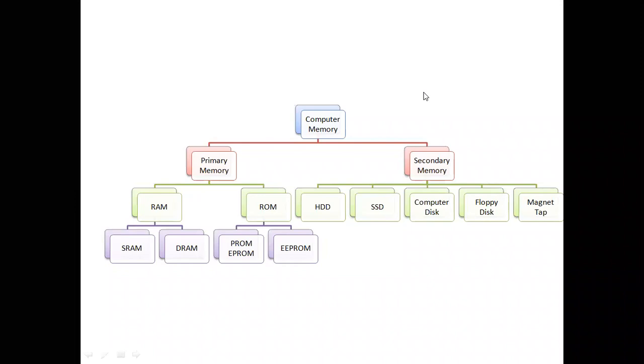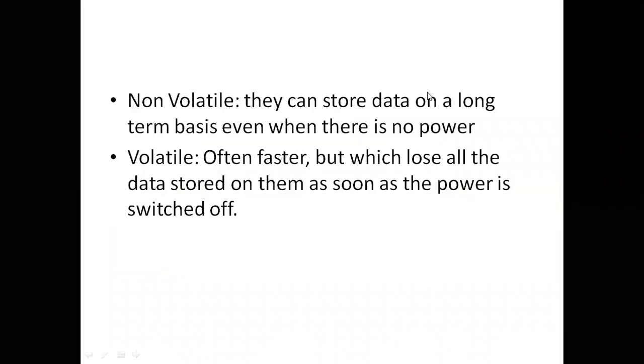Now, one more term I wanted to go through is non-volatile and volatile. What do you mean by non-volatile? Whatever you have entered in the system, it can store data on a long-term basis. An example is ROM, read-only memory. Non-volatile memory can store data on a long-term basis even when there is no power. If the power is gone, the data will not be erased. It will be stored in the system itself.